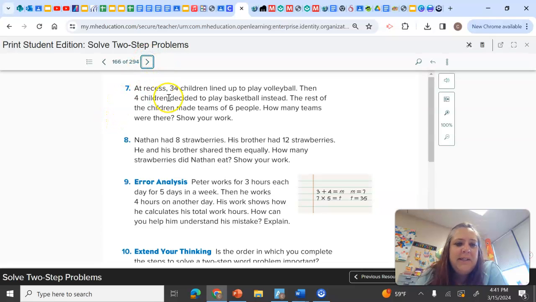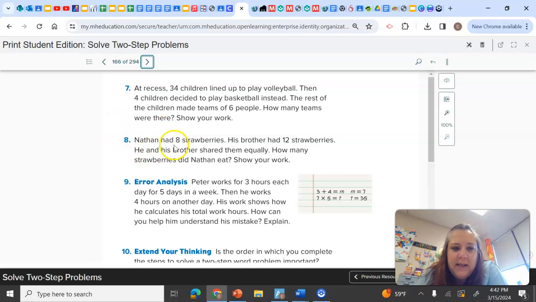Number 7, at recess, 34 children lined up to play volleyball. Then 4 children decided to play basketball instead. The rest of the children made teams of 6 people. How many teams were there? Show your work.